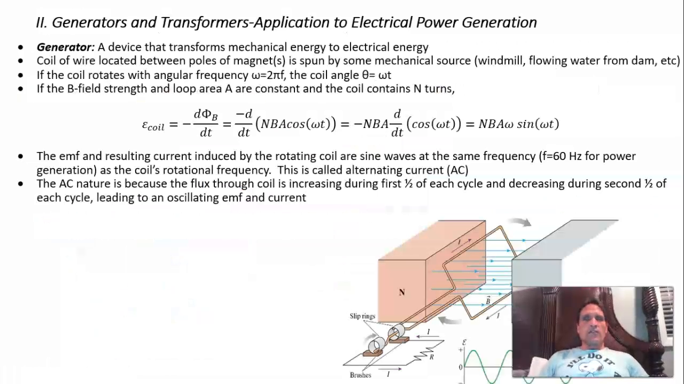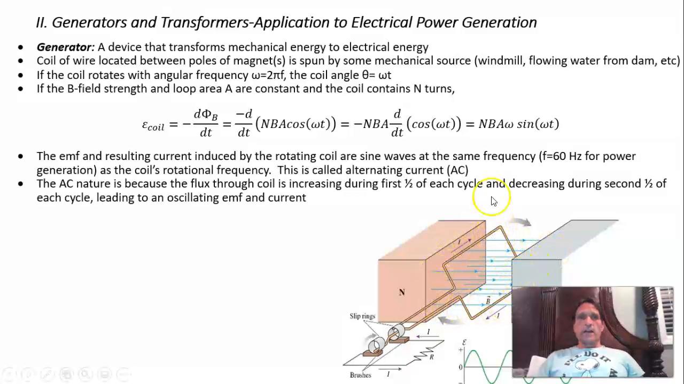So let's apply Faraday's law to a generator. Here's a generator, and this is what's called an AC generator. It generates an alternating current. This is, for example, what's at the power plant here. So you have a big magnet, with the North Pole and the South Pole, or magnets that make this large magnetic field. And then you have a big coil of wire.